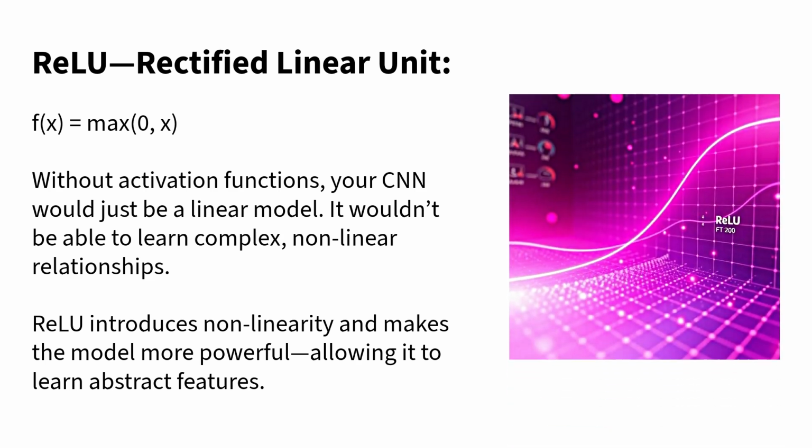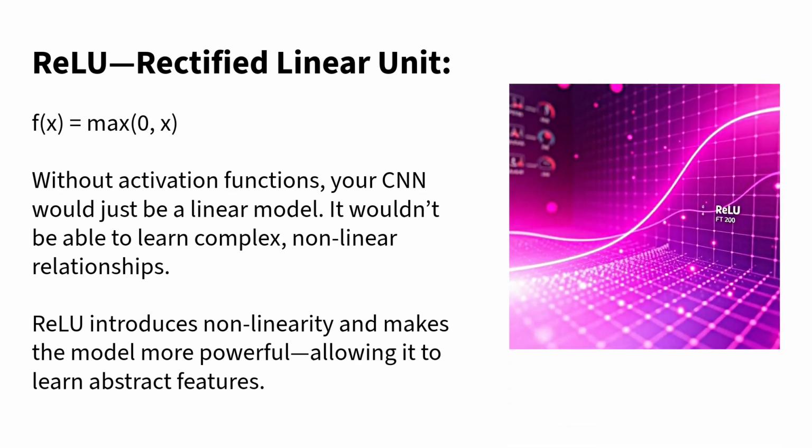After convolution, we apply an activation function. The most commonly used one is ReLU, rectified linear unit. Its formula is simple: f(x) = max(0, x). Why do we need it? Without activation functions, your CNN would just be a linear model. It wouldn't be able to learn complex nonlinear relationships. ReLU introduces nonlinearity and makes the model more powerful, which allows it to learn abstract features.